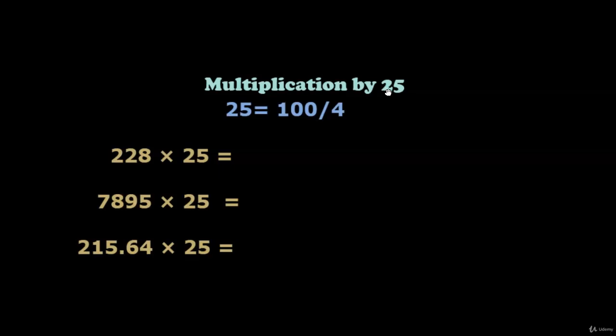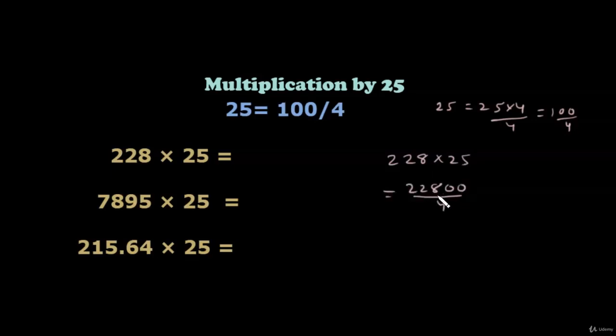Now multiplication by 25. This technique is also similar to multiplication by 5. Here instead of 10 by 2, we are going to write 100 by 4, as we know that we can write 25 as 25 times 4 divided by 4, which is 100 by 4. So if we have to multiply 228 by 25, we place 2 zeros after the number and then mentally divide this by 4. This will give us 5700. So this becomes very fast. For multiplying by 25, we just place 2 zeros and then divide by 4 mentally.